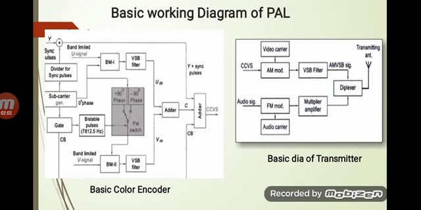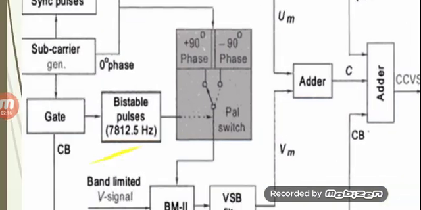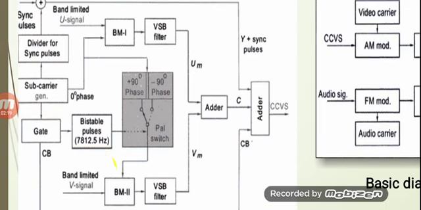Now PAL here stands for phase alteration by line. Now what is so different in PAL than that of NTSC? We'll just go through here. On the left side here we have the basic color encoder diagram, how PAL basically works. Now as earlier we have seen, there are two kinds of signals that we derive in NTSC, that is I and Q. Now in case of PAL, here we have two kinds of signals, signal U and signal V, which are the weighted signals.